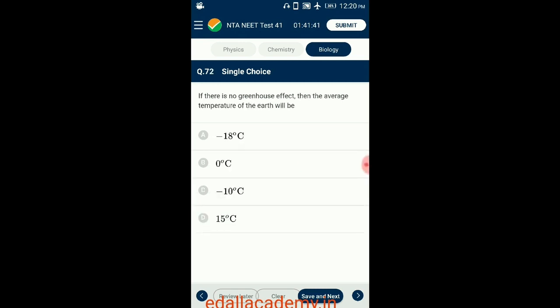Question number 72. If there is no greenhouse effect, then the average temperature of Earth will be. A greenhouse effect is beneficial for life on Earth. If there were no greenhouse effect, the Earth's average surface temperature would be very chilly. That may be minus 18 degrees Celsius. It is referred to as 0 degrees Fahrenheit, instead of 15 degrees Celsius, which is 59 degrees Fahrenheit. So the answer for this question is option A, minus 18 degrees Celsius.